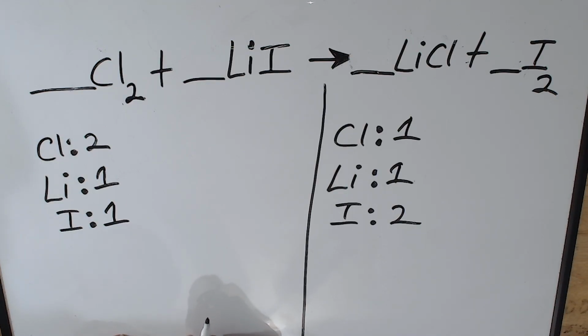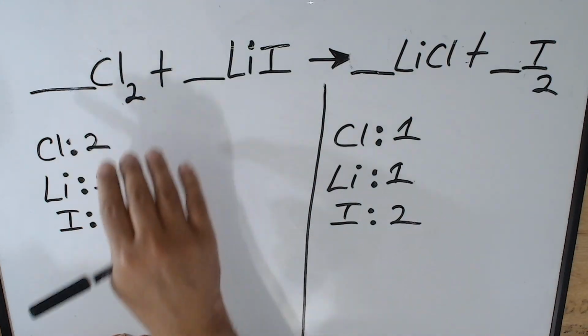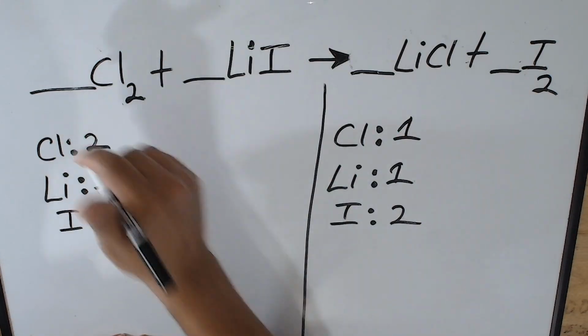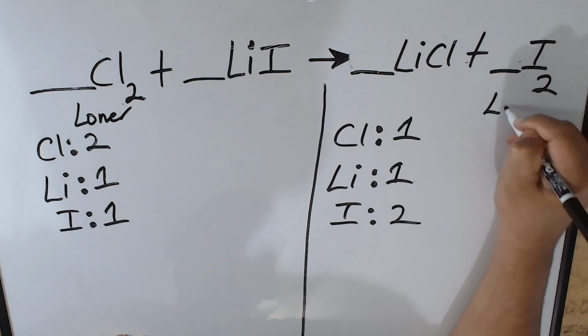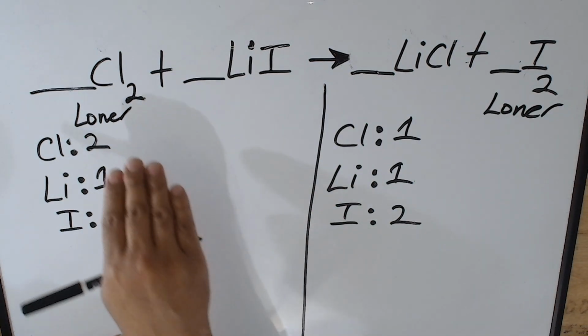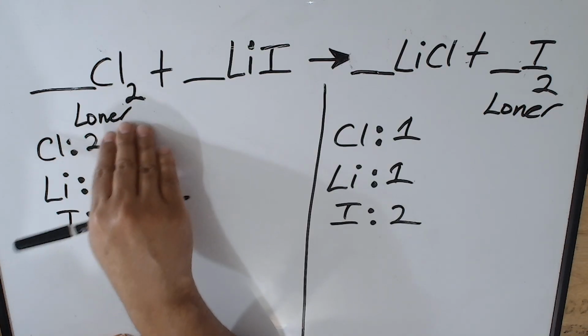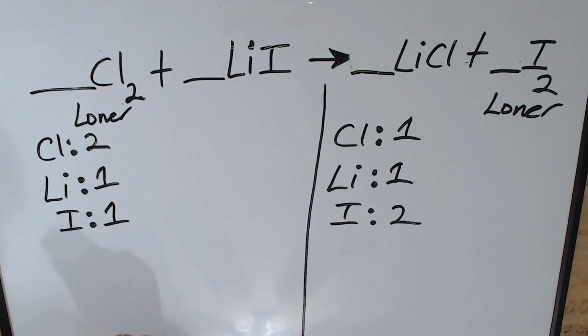compound. Also, at times there can be more than 1 loner, such as what you're going to see in this case. So the ones that are not part of a compound are chlorine and iodine. The loners, we try as much as possible to leave them towards the end. We balance them towards the end, if possible.